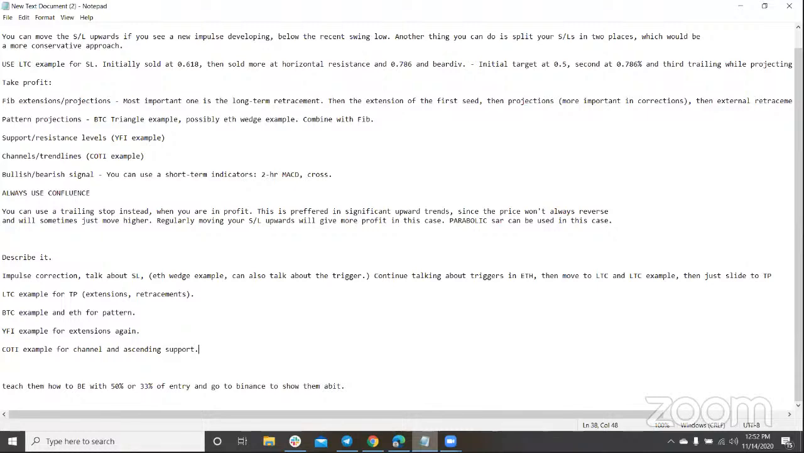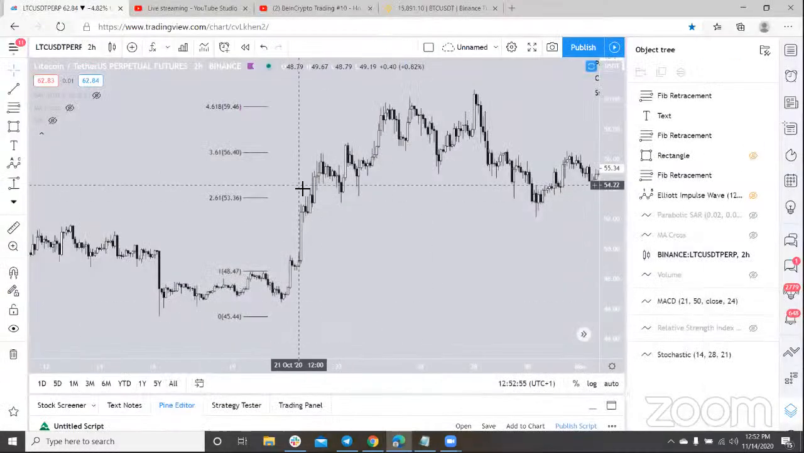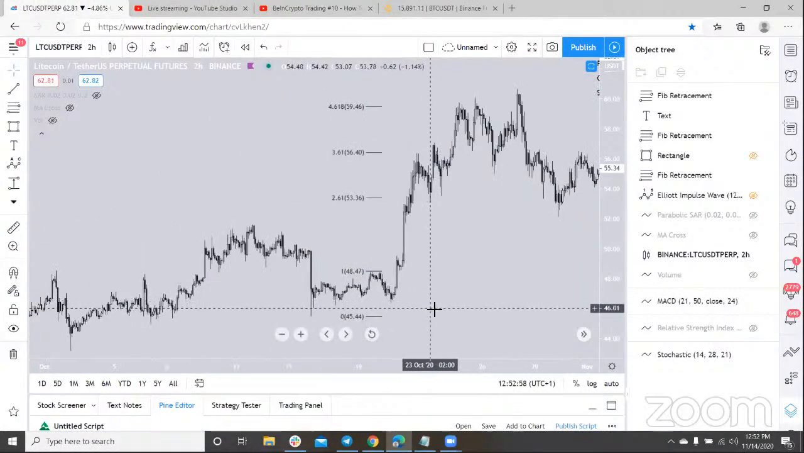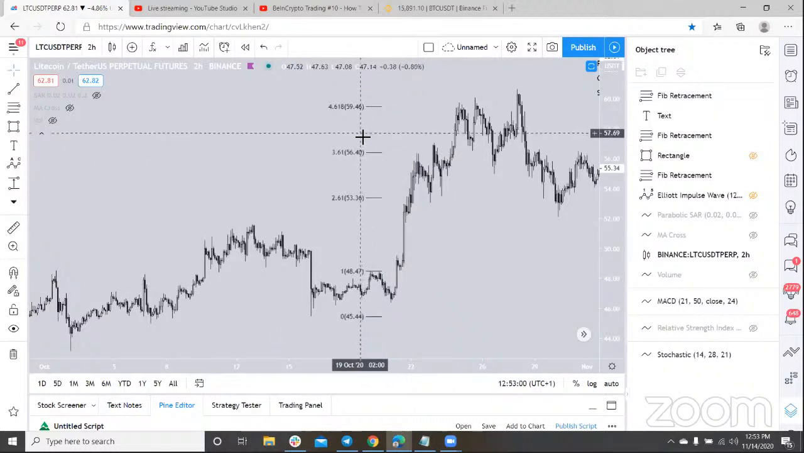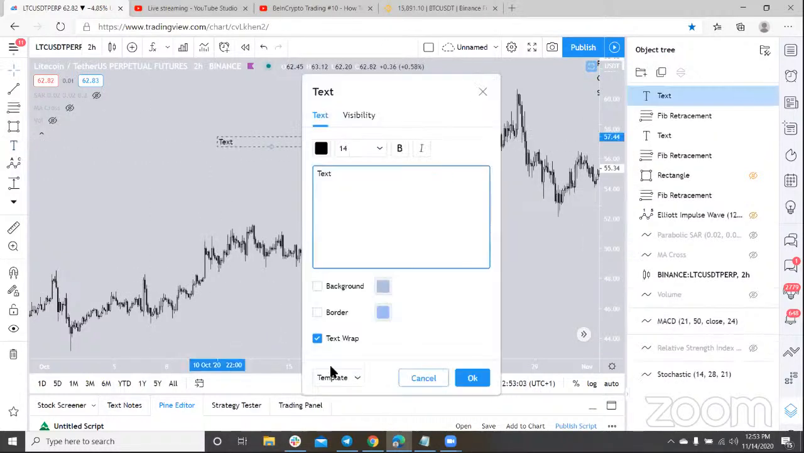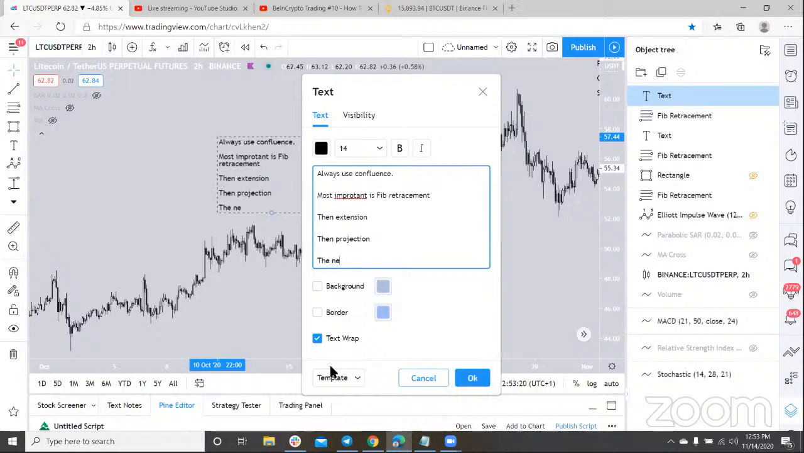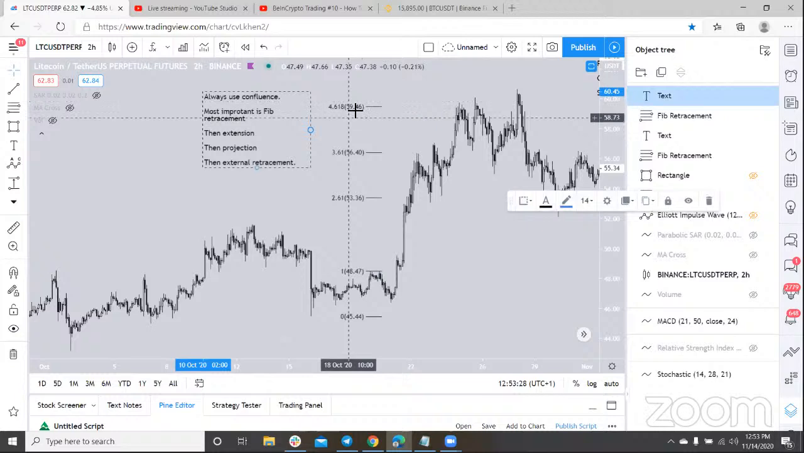Now, another thing you can do, which would make this a more accurate method, is use confluence. The most important one is the fib retracement, then projection, sorry, then external. So this is the extension, the first one.